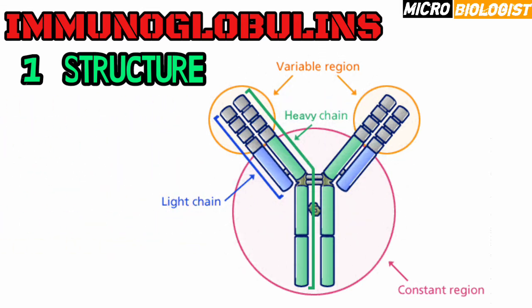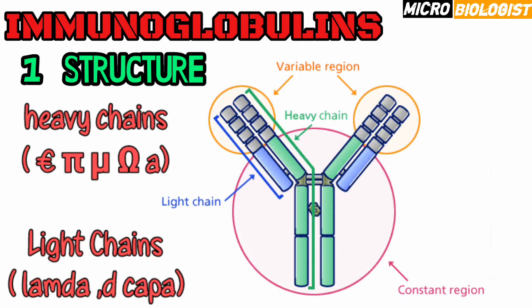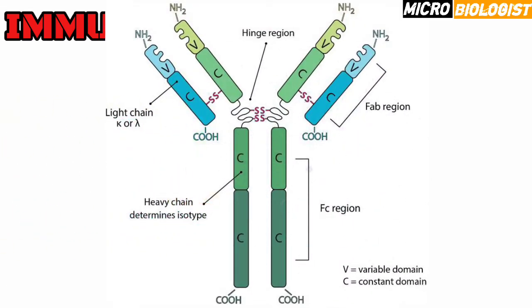There are 5 types of heavy chains, that are gamma, alpha, mu, delta and epsilon. And if we look at the light chain, there are 2 types, that is lambda and kappa. So if we look at the structure, there are 2 regions. The wavy part is the variable region of the light chain and the other part is the constant region of the light chain on the lower side.